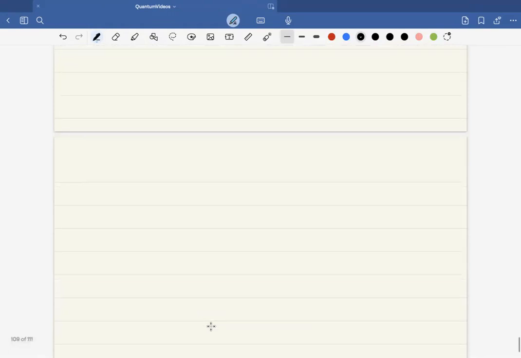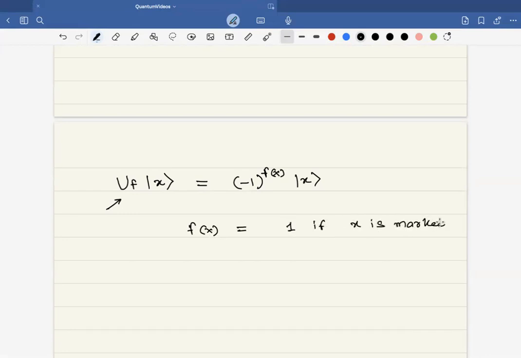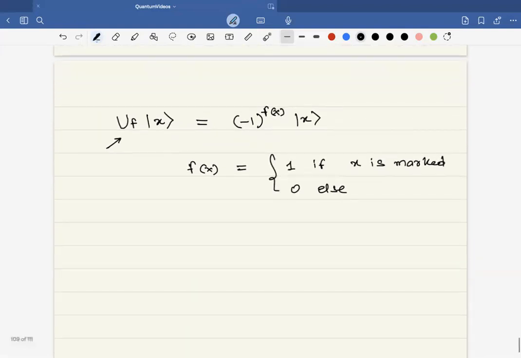So how do I construct this? We want an operator U of F that, when it acts on X, gives minus 1 to the F of X. So we want a gate implementation of this operator, where F of X is equal to 1 if X is marked and 0 otherwise, right? So how do you implement U of F? Well, we can do it using the Toffoli gate.